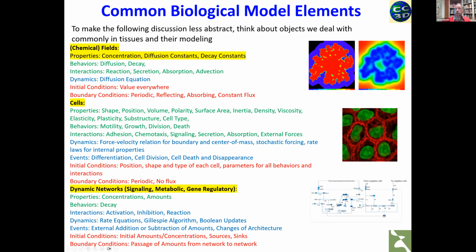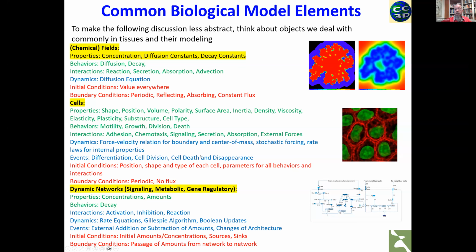We have a lot more model elements in terms of object categories. We have fields, we have cells, we have dynamic networks. There are other kinds of things that we also might have that we need. There are a whole variety of processes that have to be described. These obey different kinds of dynamics. There are also different events that occur in these situations.